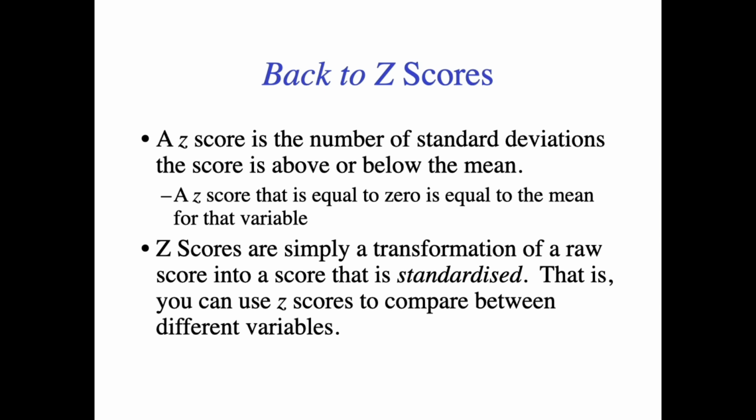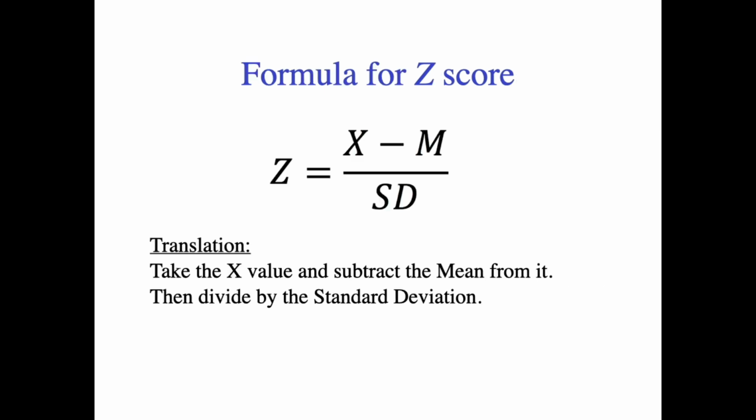Now, we'll come back to this point again, but let's first of all just look at what the formula is for a z-score. So the way you can get a z-score is you're going to take each score, which is the x in this formula, and subtract the mean from it. So you have to know the mean, and you have to also know the standard deviation.